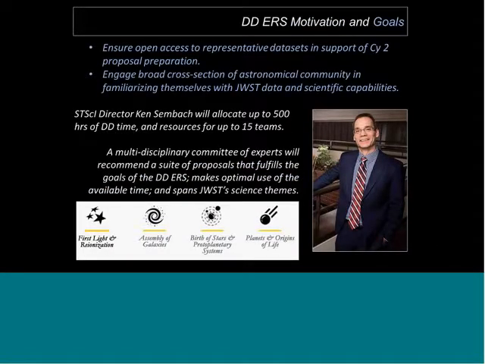For access to representative data sets in support of cycle two, the director has allocated 500 hours of his discretionary time, for up to about 15 teams. All these teams will cover all parts of the science. There's no bias towards any field, and it will be reviewed through a multidisciplinary committee of experts.